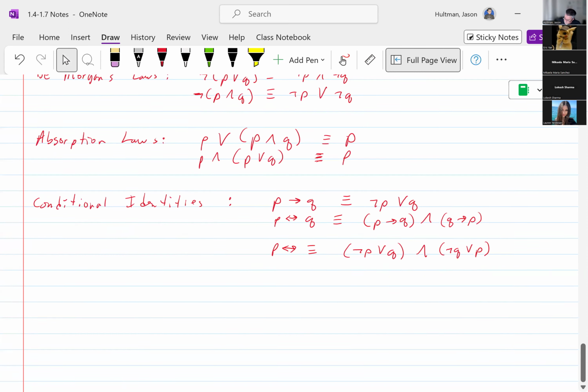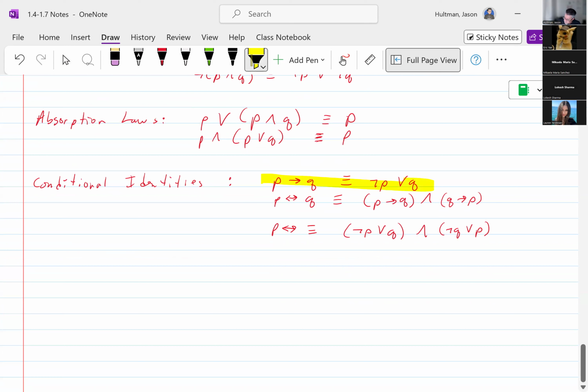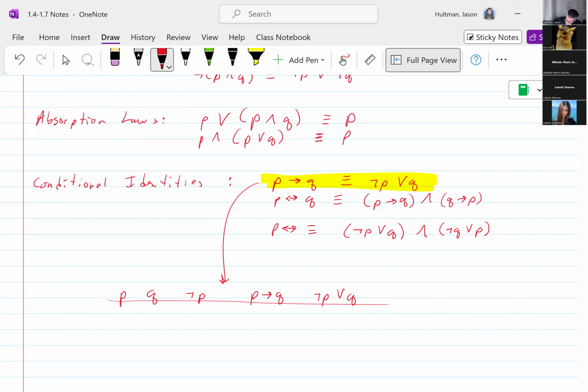Okay, let's prove the first one here. Let's show that this is true. If we do a truth table on this conditional identity, we go P, Q, we would need not P, we would need P goes to Q, and we would need not P or Q. Okay, let's prove this one to be true, that they are logically equivalent. We want to know, are these logically equivalent?